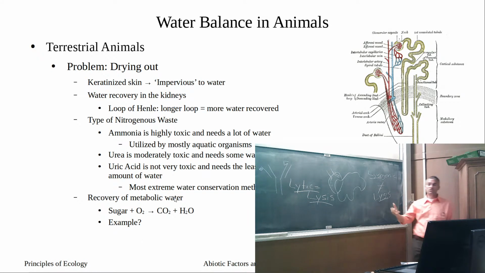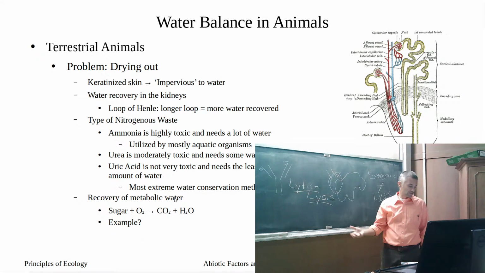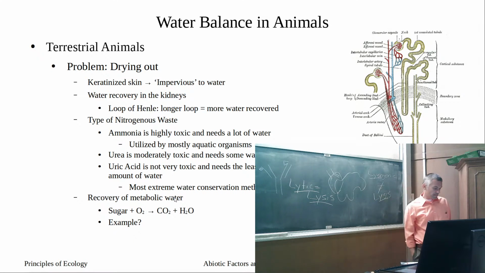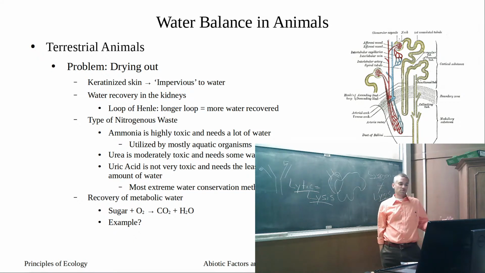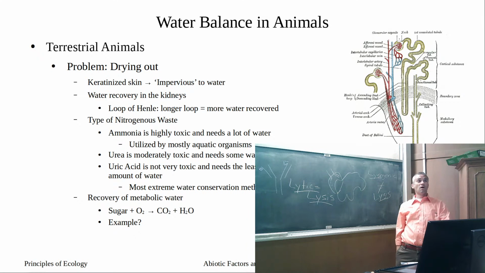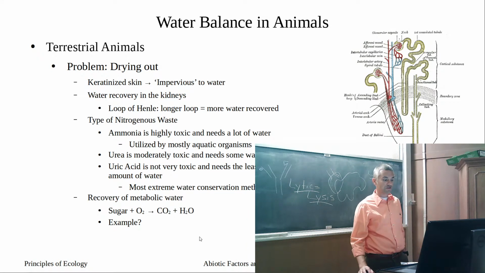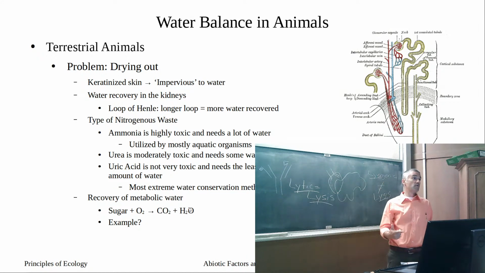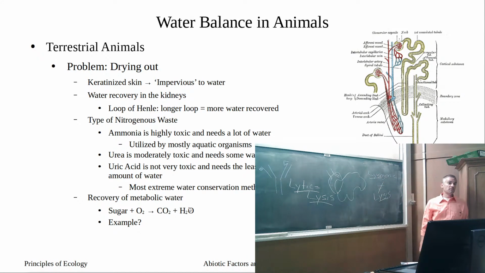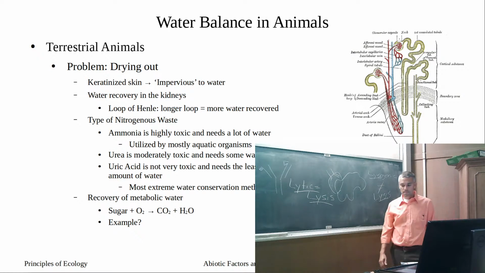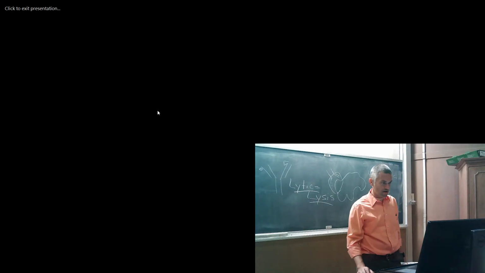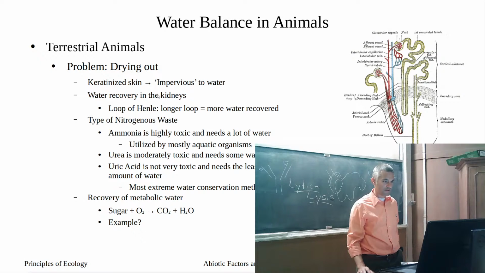Again, kangaroo rats, great at this. That's why they can live in these really dry environments with basically no water. They can recover all this water from their food so that they don't really need to drink. Will they drink? Yeah, they will. If it's available, they'll drink water. Questions? All right. That is our water balance in animals.